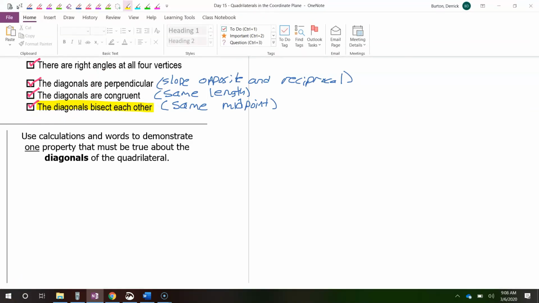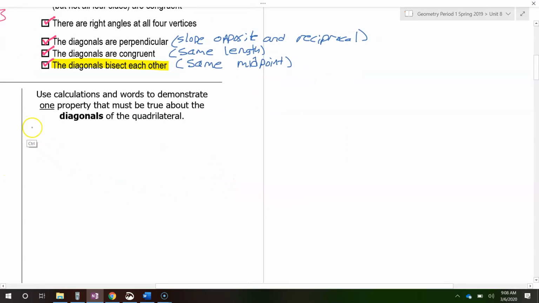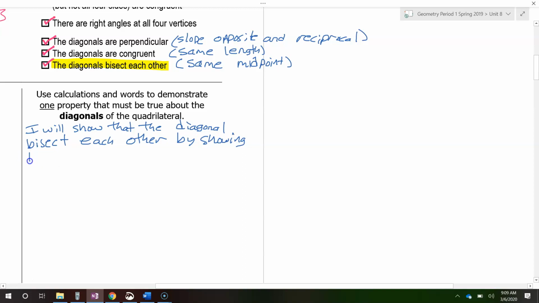Okay, we need to do an introduction, main body, and conclusion. So, okay, I will show that the diagonals bisect each other by showing that they have the same midpoint.